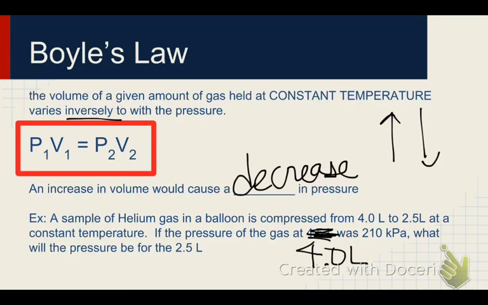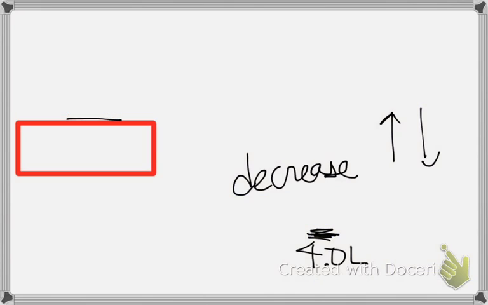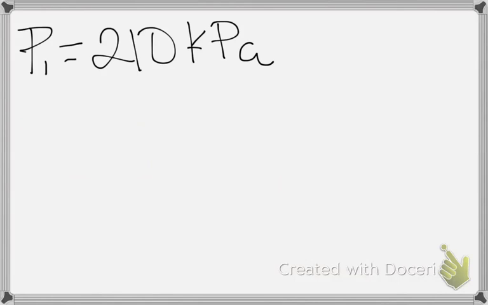Alright then, let's go ahead and do the problem. Like I said, I always label it P1, V1, all of my values. So P1 is equal to what, guys? Very good, 210 kilopascals. V1 is equal to 4 liters.